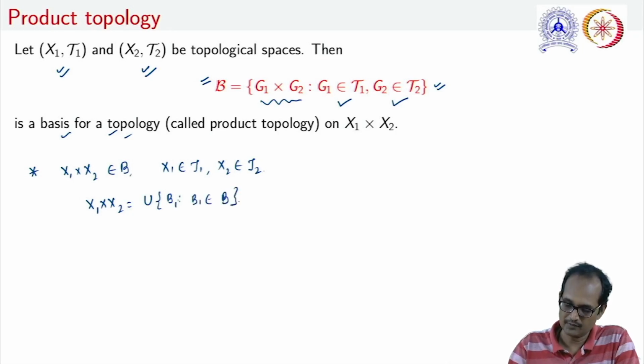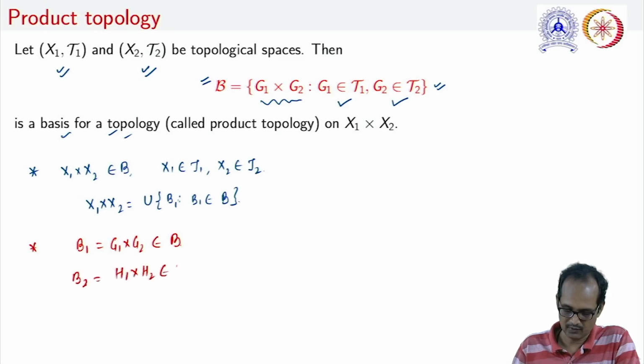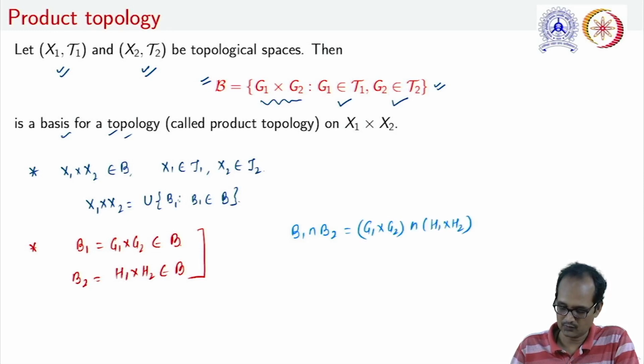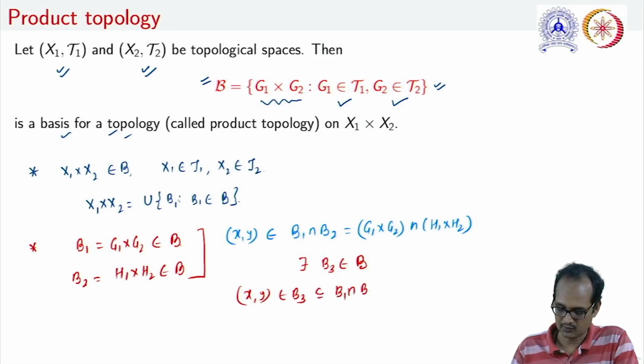Coming to the second requirement, let us take some B1 as G1 cross G2 from this B and also take B2 as H1 cross H2 from this B. What we actually have to justify is this: if we take B1 intersection B2, that is, the Cartesian product of G1 and G2 intersection the Cartesian product of H1 and H2, and let us take an element (x, y) of this B1 intersection B2, our motive is to search for a B3 in B such that (x, y) belongs to B3, which is a subset of this B1 intersection B2.